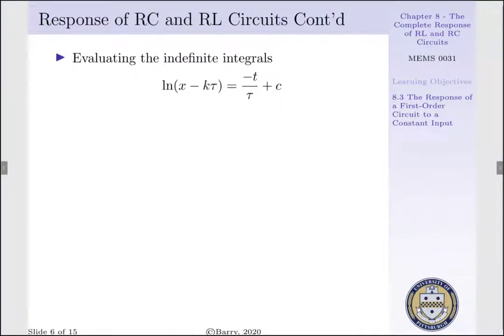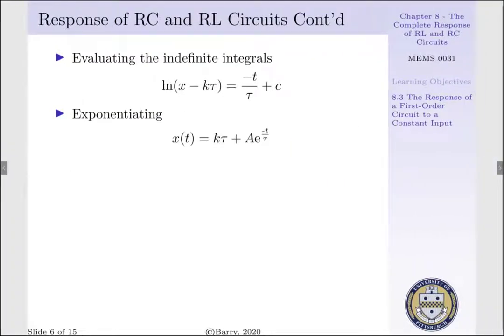If we evaluate our indefinite integrals, we have the natural log of x minus k tau is equal to minus t per tau plus c, where c is our constant of integration. Now to solve for x of t, we need to exponentiate. We are left with x of t is equal to k times tau plus a constant, e to minus t per tau.